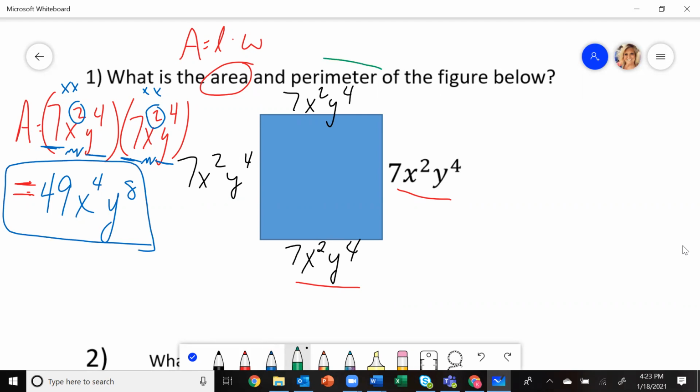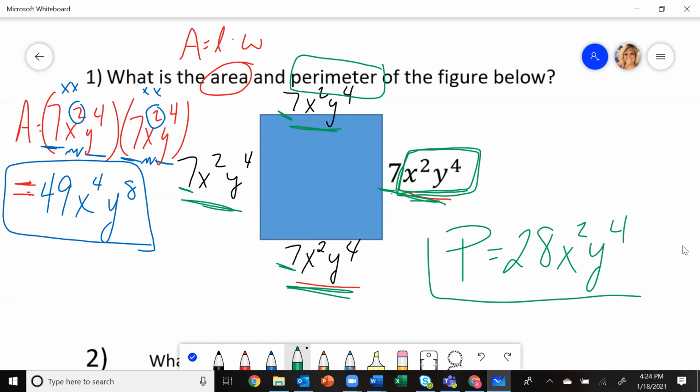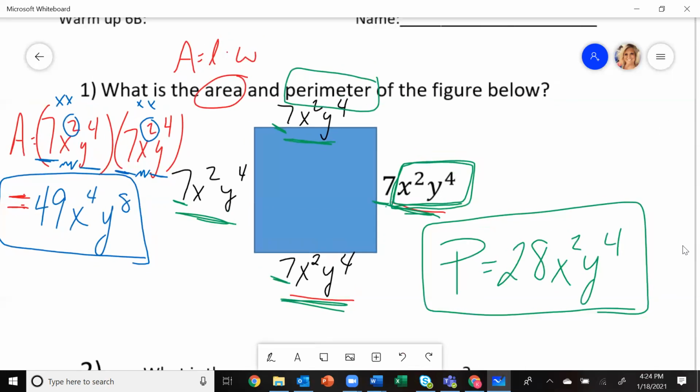Now, the difference is when you find perimeter, perimeter means to add up all the sides. Well, all of the sides we have here is 7x squared y to the 4th. You use the x squared y to the 4th. You're trying to figure out how many of those specifically do you have. You have 7, 7, 7, and 7. So if I take 7 times 4, I'm going to get 28. And I have 28x squared y to the 4th. This is what your perimeter needs to be. Remember, when you are finding perimeters of these, the exponents do not change, okay? You're just adding up the coefficients.